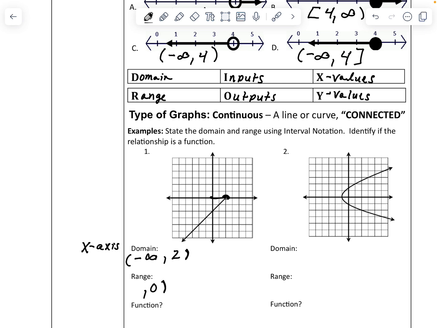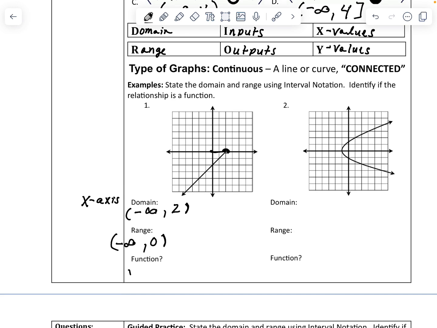Now, the line is going down, down, down forever. So the left is going to be negative infinity. Okay. Function or not a function? Yes, it is a function. I could draw a vertical line test. My x values are not repeating.